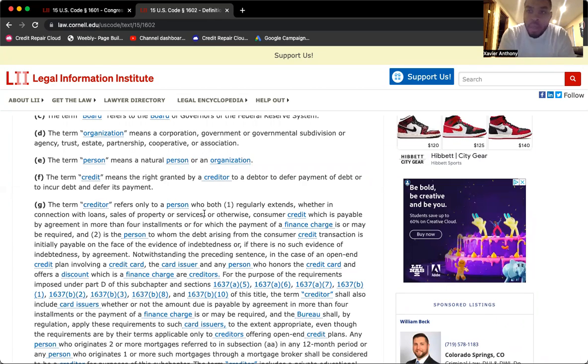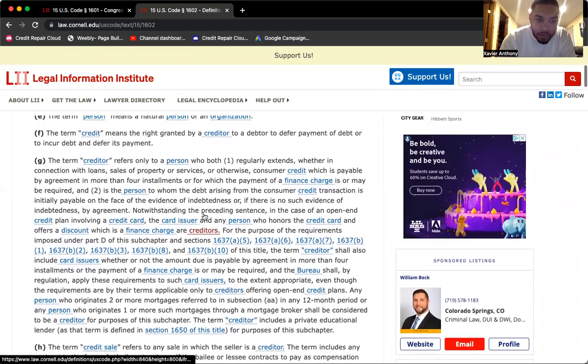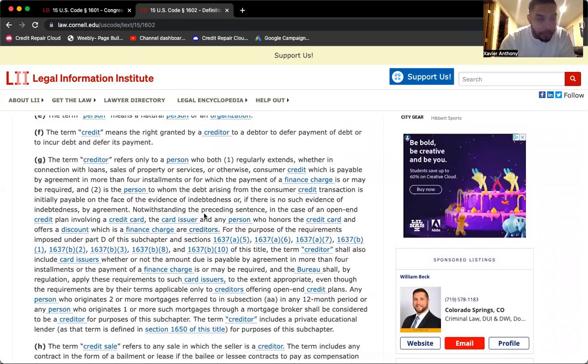All right, so let's go back up to G. This is a little lengthier paragraph, but bear with me. I'm not gonna read the entire thing. I'll probably stop somewhere around in here, but I just want to point out a couple things to you all.